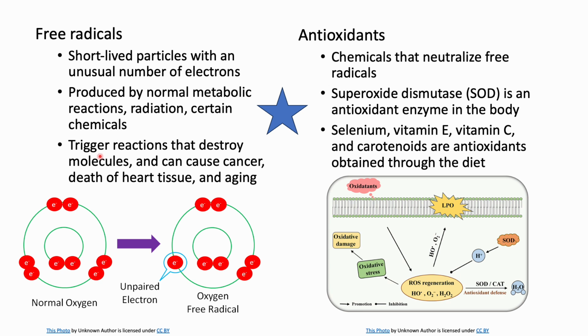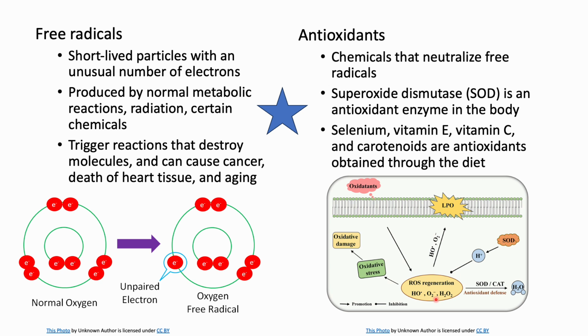Free radicals can trigger reactions that destroy molecules and can cause cancer, death of heart tissue, and aging. It is thought that part of the process of aging is because of these free radicals. So here we have a normal oxygen. Now this one is an oxygen free radical because now we have an unpaired electron. And often our free radicals are denoted as an O2 and then a negative, an unpaired electron.